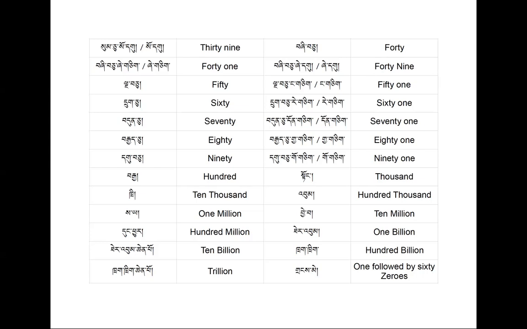So the way you write is that the greater unit, you write it in the beginning. If you're talking about 120,500, you first write the 100,000, followed by the 20,000, and then followed by the 500. This is how you write it in Tibetan also. So this is something that we learned.